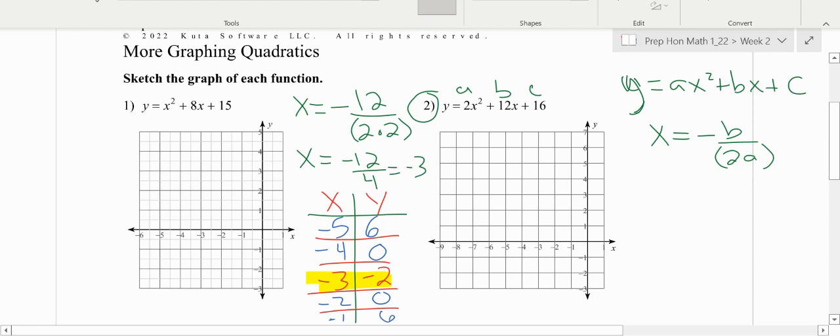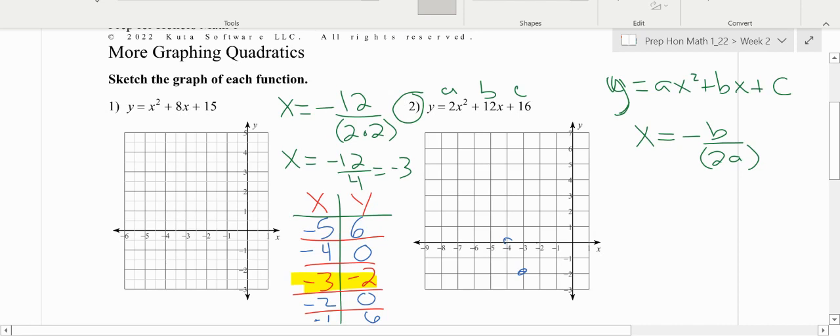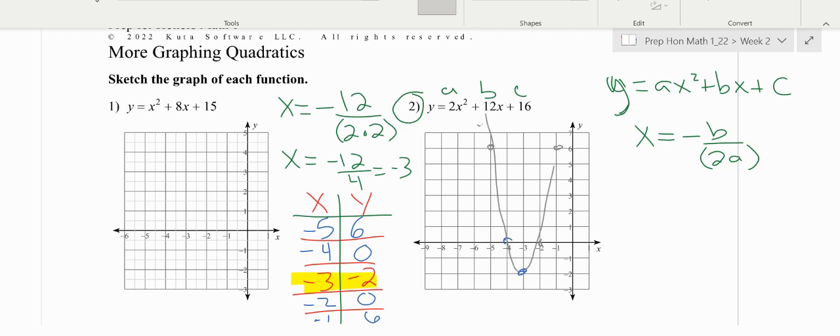And now we're going to go ahead and graph it out. So our vertex is at negative 3, negative 2, which is right there. We have negative 4, 0. We have negative 2, 0. And then negative 1, 6. And negative 5, 6. If we take these points, we're going to go ahead and graph them.